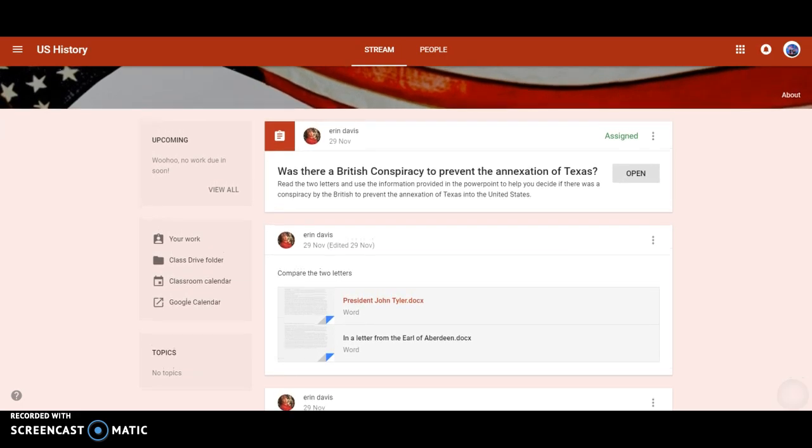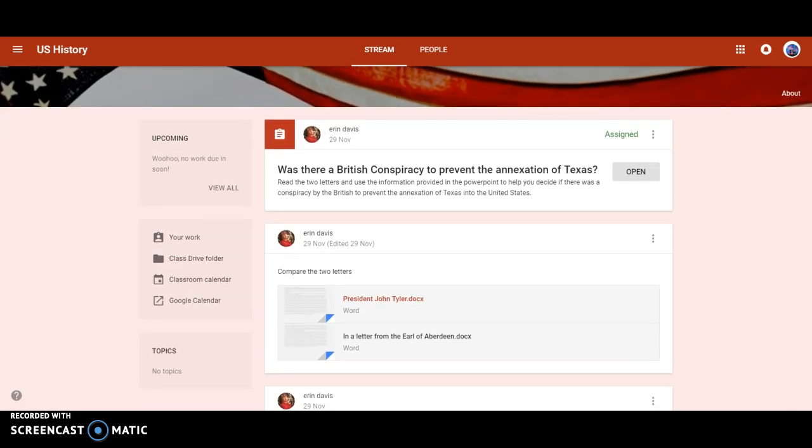But I want the students to be able to look at those letters and look at the information that's been given to them and tell me what they feel about whether there's a British conspiracy to prevent the annexation of Texas.